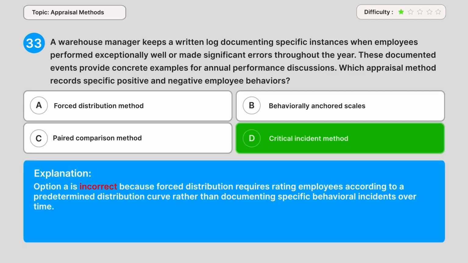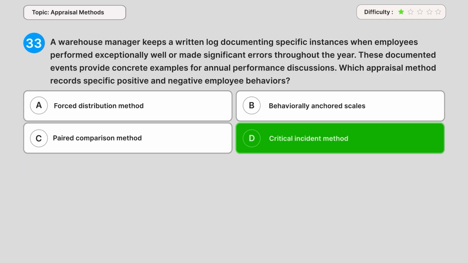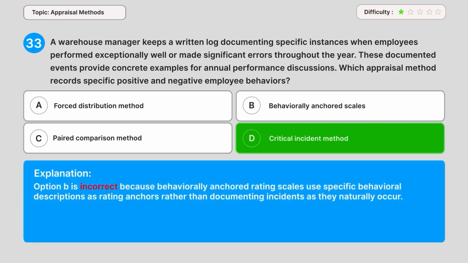Option A is incorrect because forced distribution requires rating employees according to a predetermined distribution curve rather than documenting specific behavioral incidents over time. Option B is incorrect because behaviorally anchored rating scales use specific behavioral descriptions as rating anchors rather than documenting incidents as they naturally occur.